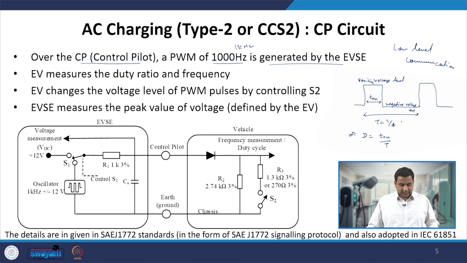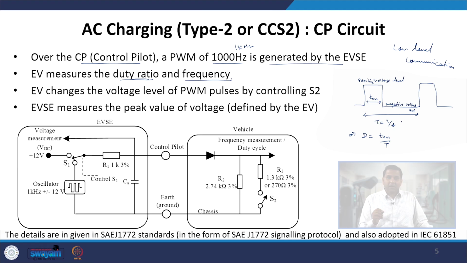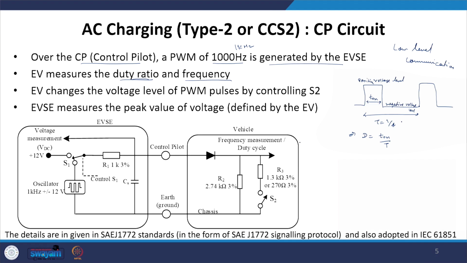vehicle supply equipment. That means the electric vehicle supply equipment will have the oscillator which will generate the PWM of 1 kilohertz. And on the vehicle side, the vehicle measures the duty ratio of the PWM pulse which is being sent over the CP pin from the EVSE to the vehicle side. And along with duty ratio, it also measures the frequency. However, in this communication, as per SAE J1772 or IEC 61851, we are not changing the frequency, we are keeping the frequency at 1 kilohertz.